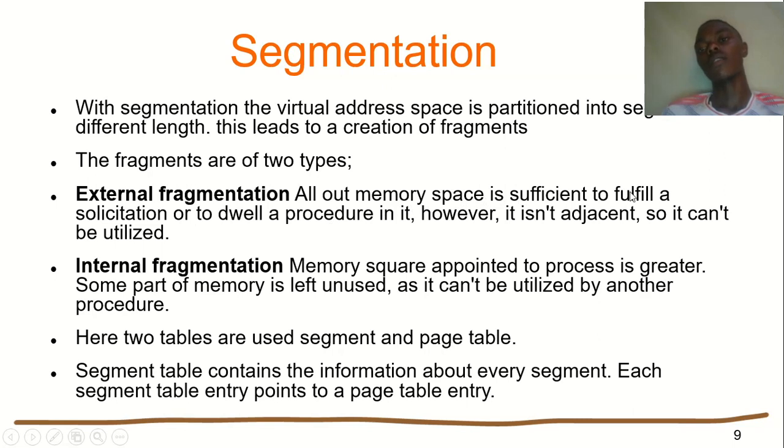External fragmentation: total space is sufficient to fulfill a request or to put a process in it. However, it isn't adjacent, so it can't be utilized. Internal fragmentation: the memory block assigned to the process is bigger. Some part of the memory is left unused, and it can't be utilized by another process. Okay, that is the explanation of those two types of fragments which come after segmentation.